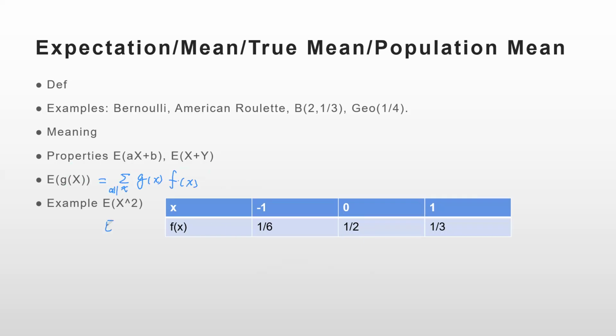So here we wanted to calculate the expectation of X squared. I just do x squared, so -1 squared times 1/6 plus 0 squared times 1/2 plus 1 squared times 1/3. That's all. Okay, that's E of X squared. So this is pretty easy to calculate.